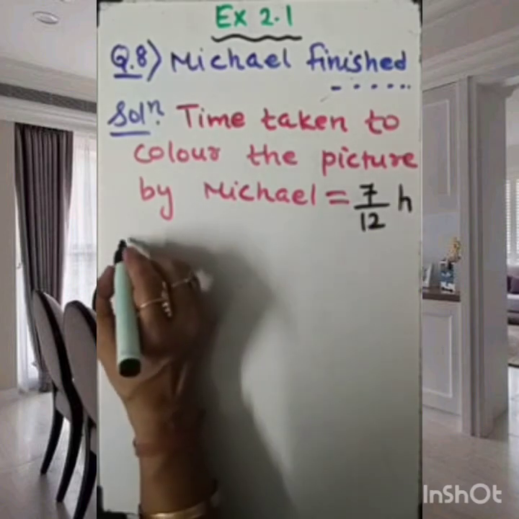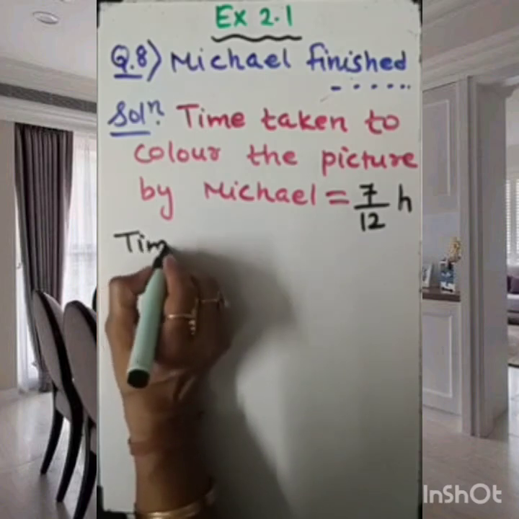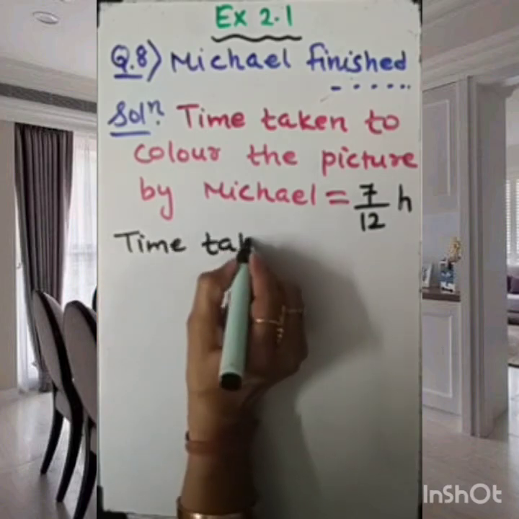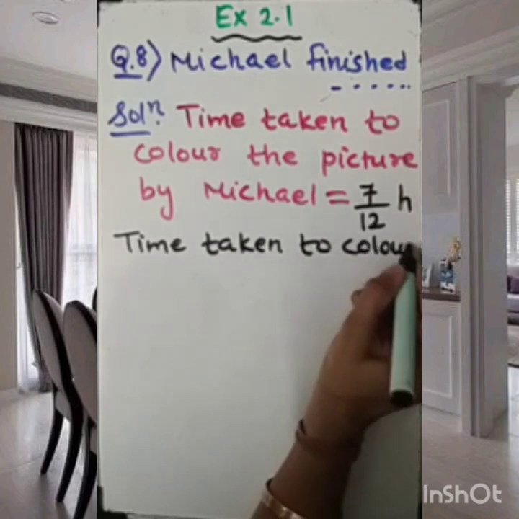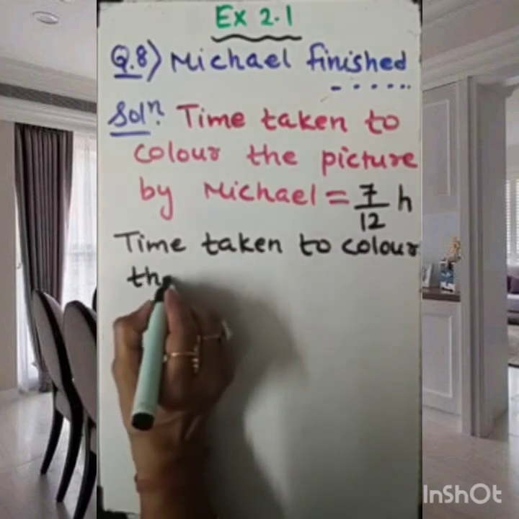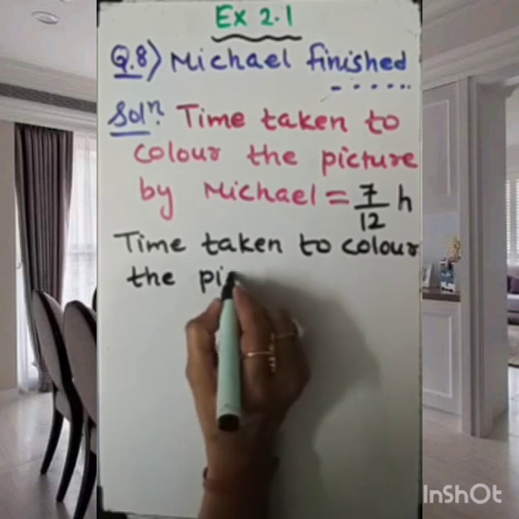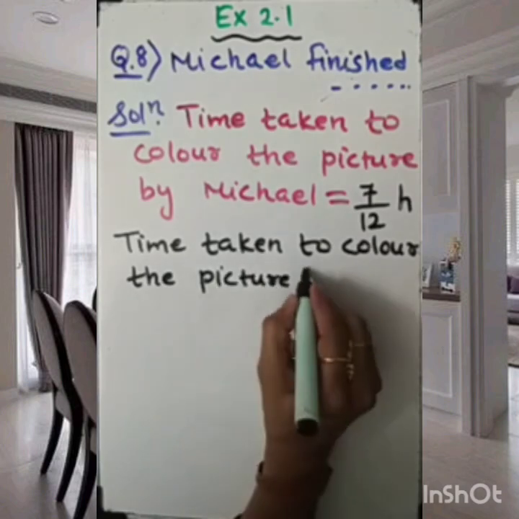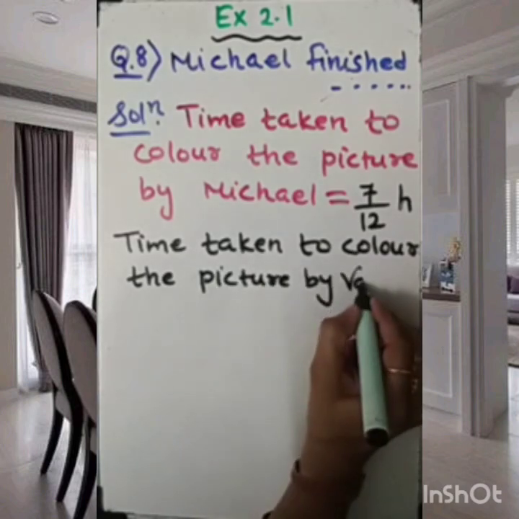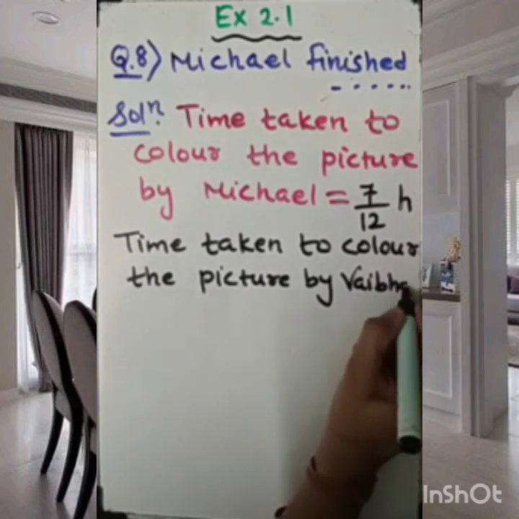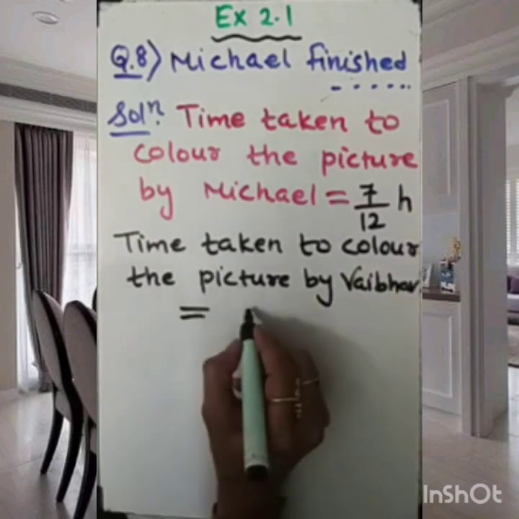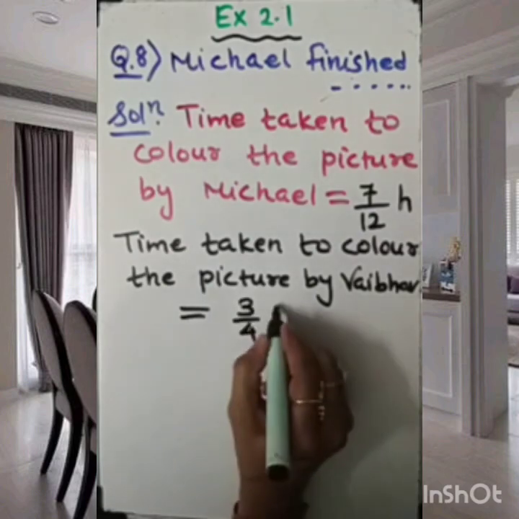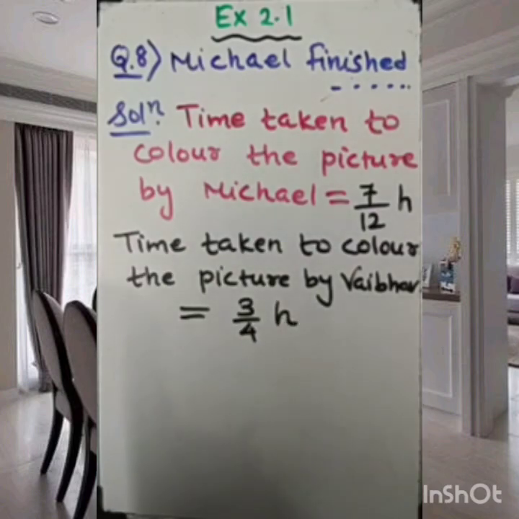Second, time taken by Vaibhav. Time taken to color the picture by Vaibhav. That is 3 by 4 hours.